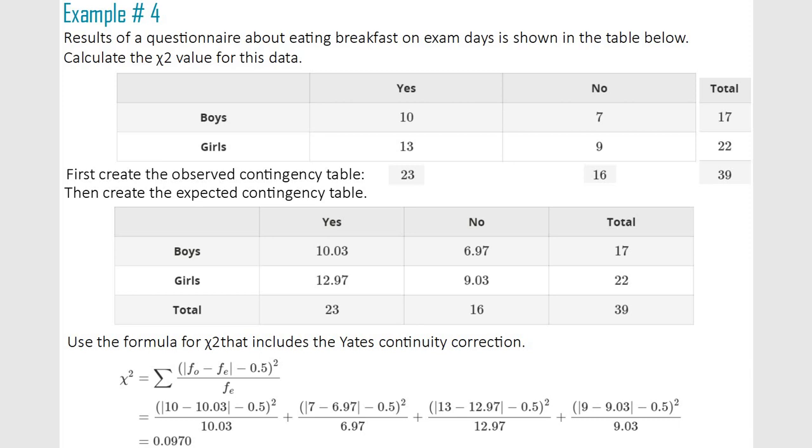Now, if you notice, this is just the difference between your observed and your expected, that's right here, over your expected. As you can see, that's right here. Then for each spot in your table, you do it and add it all up. And there's your chi-squared.